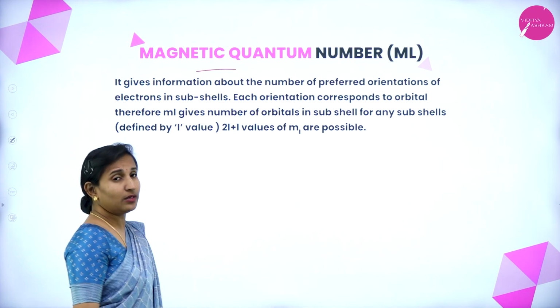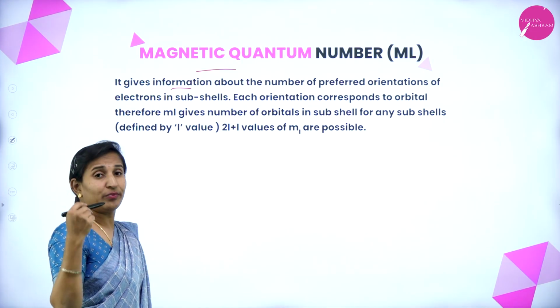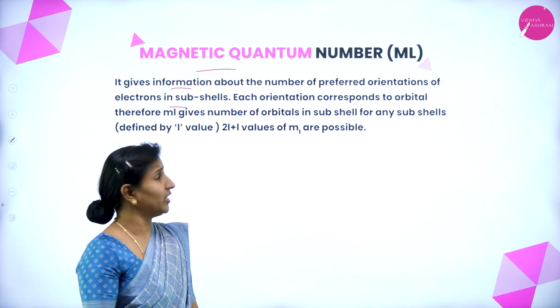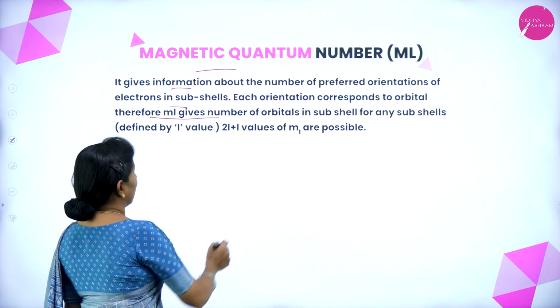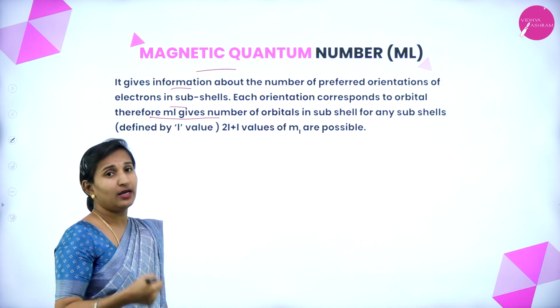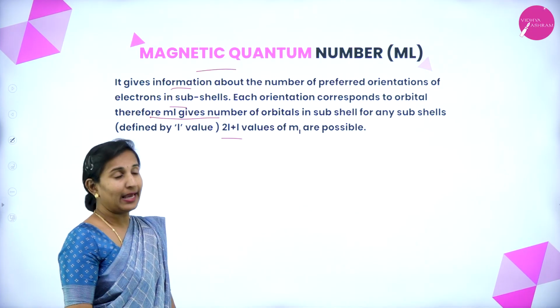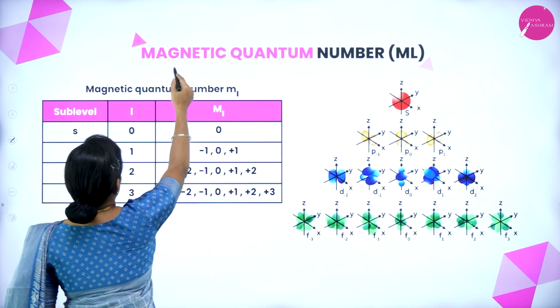Magnetic quantum number. It gives the information about the number of preferred orientations of the electron in a subshell. Each orientation corresponds to an orbital. Therefore, m sub l gives the number of orbitals in a subshell; for any subshell, 2l plus 1 values of m are possible.